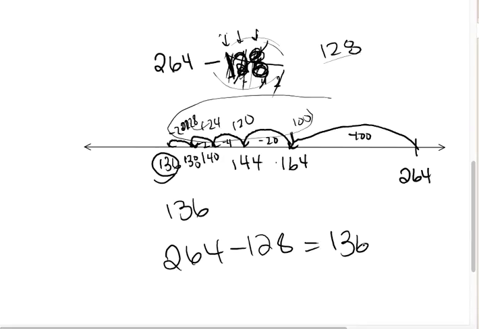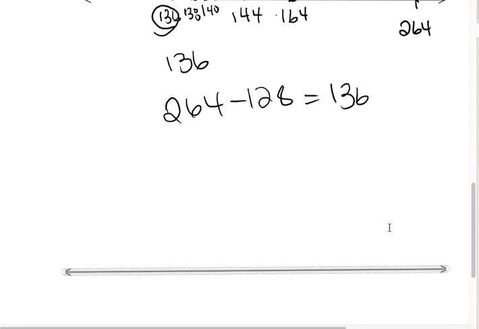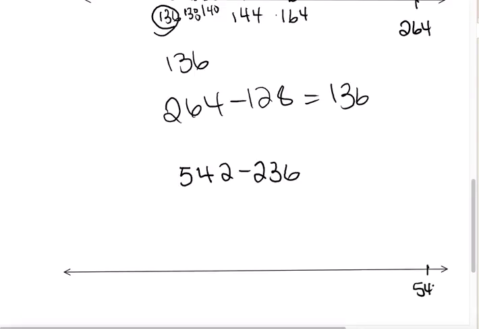Should we try one more? So let's insert our number line. What's really nice about this method is that students are choosing the numbers they're comfortable with. So let's do 542, take away 236. So we start with 542 because we know we're taking away from the 542.